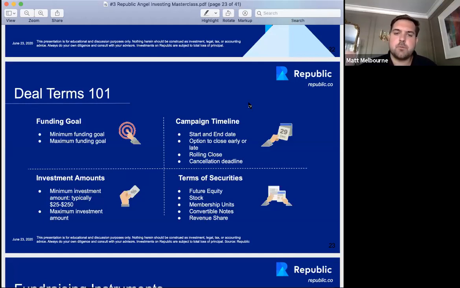The other piece that I'm going to run through are the different terms and types of securities or deals that we do on the platform for different kinds of companies. So we do SAFEs, we do stock in C corps, we do membership units in LLCs. Stock and membership units are both one form of equity. We can do convertible notes, and we also do revenue share.